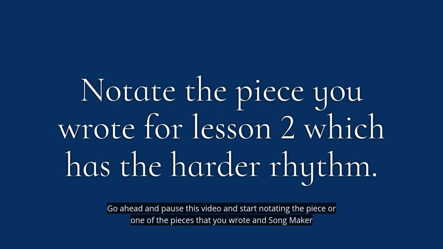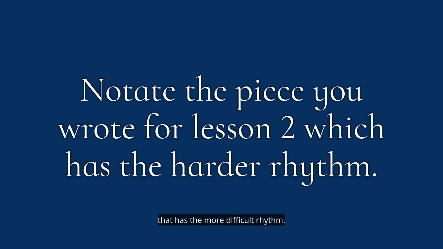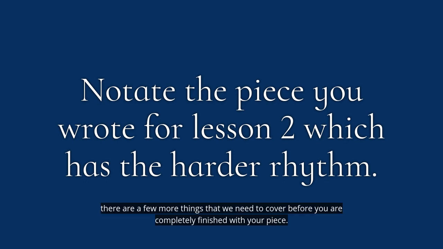Go ahead and pause this video and start notating the piece or one of the pieces that you wrote in SongMaker that has the more difficult rhythm. I have a cheat sheet of the rhythmic values in your handout to guide you in this step. So pause this video and resume it after you have finished, because there are a few more things that we need to cover before you are completely finished with your piece.